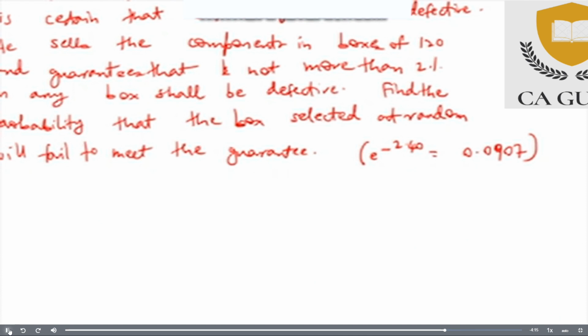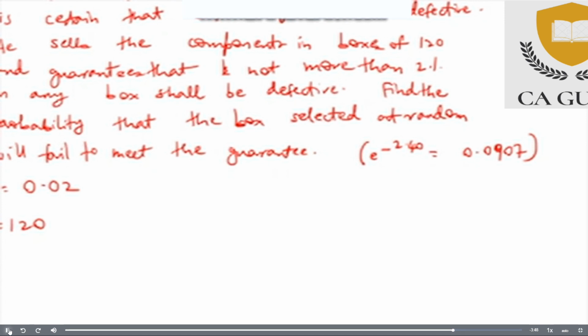Last question. The manufacturer of a certain electronic component is certain that 2% of the product is defective. So probability is equal to 0.02. He sells the components in boxes of 120. So N is equal to 120, and guarantees that not more than 2% in any box shall be defective. Find the probability that a box selected at random would fail to meet the guarantee.